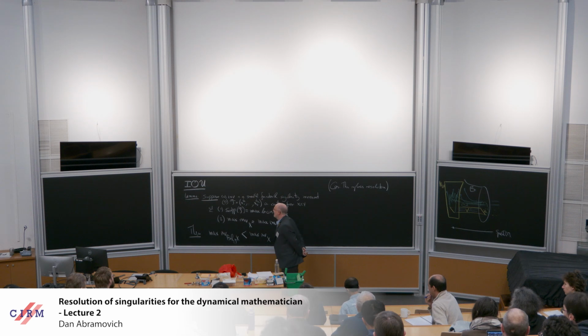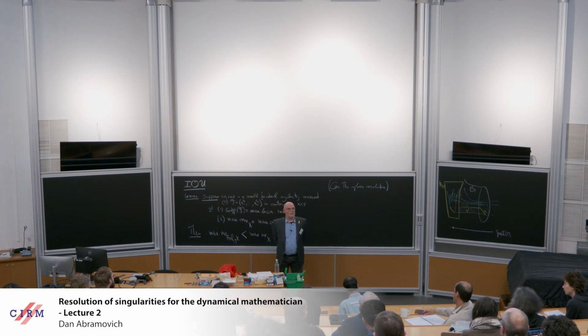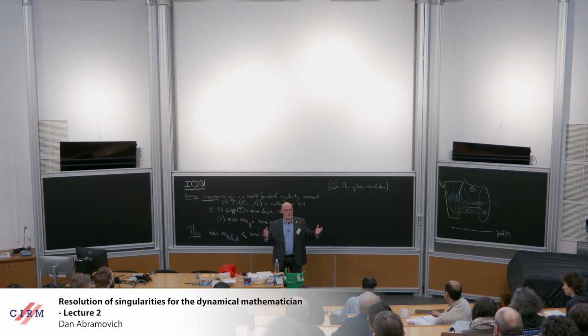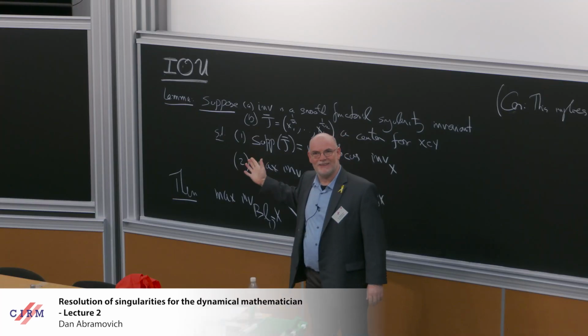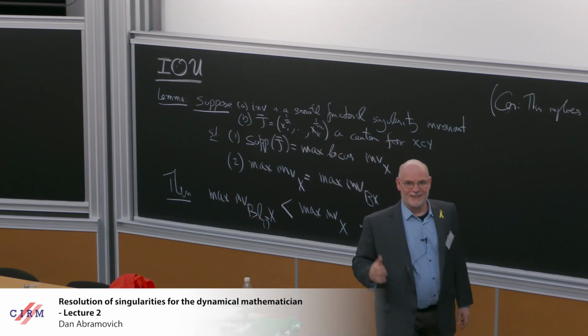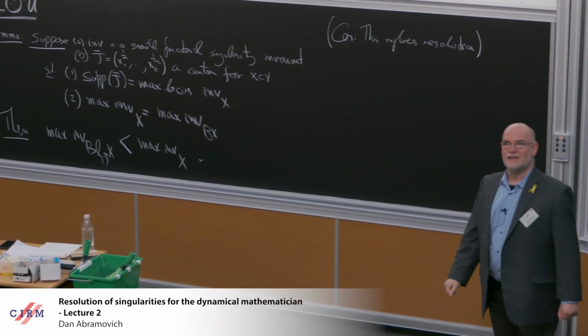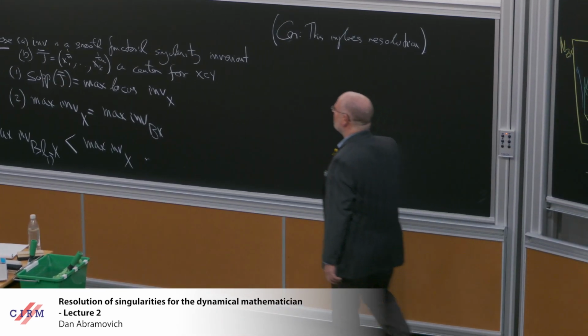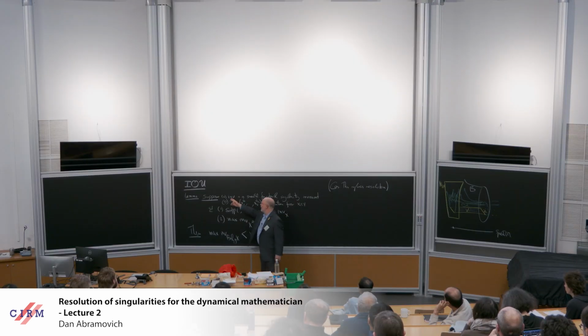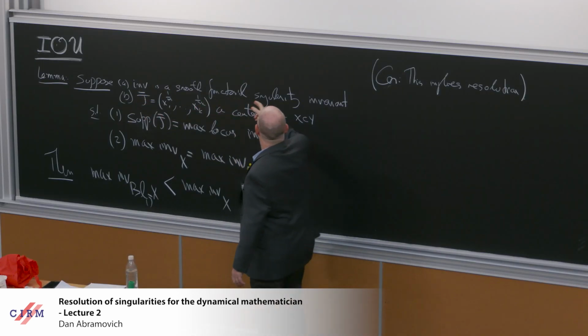Okay. I owe you something from yesterday. I got so excited about showing you examples that I didn't spend the time to prove the lemma, the lemma that tells us why resolution of singularities in characteristic zero works. So here's the lemma. The lemma says that assume I have an invariant which is a smooth functorial singularity invariant.